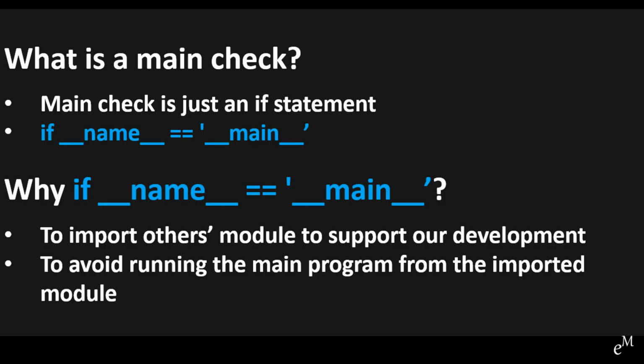Another best practice is to create a main check statement. In Python, very often we write the modules and execute them directly. However, sometimes we want to import other modules to support our modules. In these situations, to avoid running the main program from the imported modules, we need to use the main check. This main check helps us to execute the main program only if we want to run the module directly, and makes sure that the main program will not be executed when the module is being imported by others. Let me show you an example.